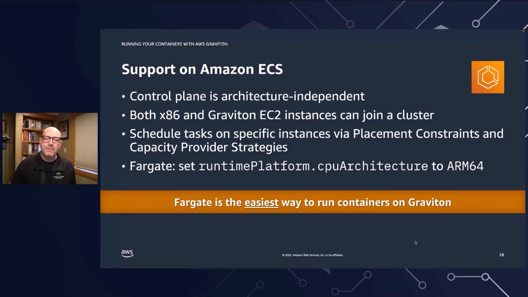At AWS, we highly recommend using Fargate for your capacity in ECS. Fargate is by far the easiest way to run containers on Graviton because it's completely serverless. With Fargate, you simply declare the number of CPUs and the amount of memory that you need to run your application. You set the CPU architecture, and then you can begin running tasks in the most secure and scalable way possible on ECS.